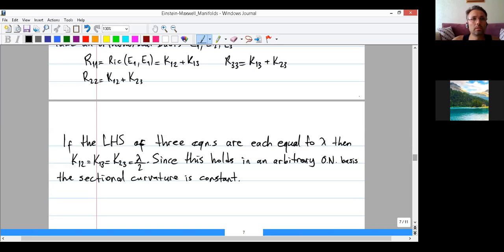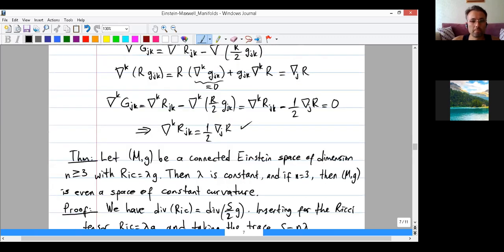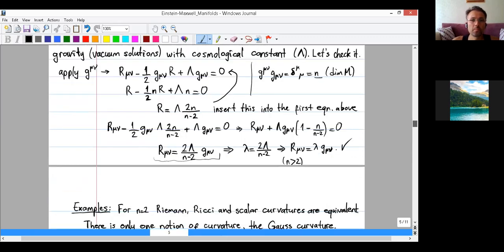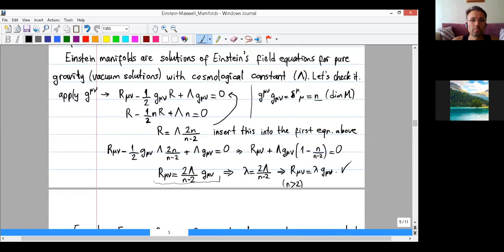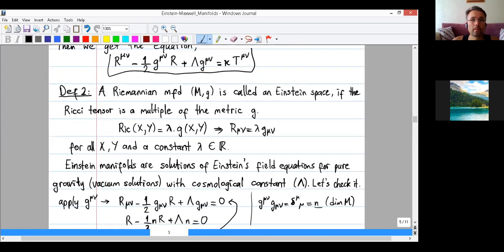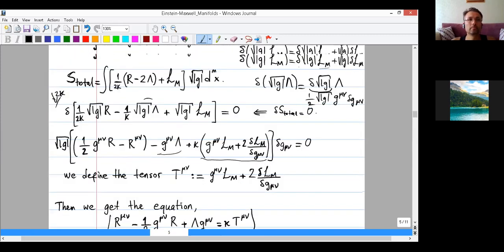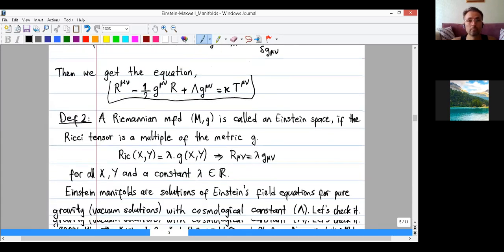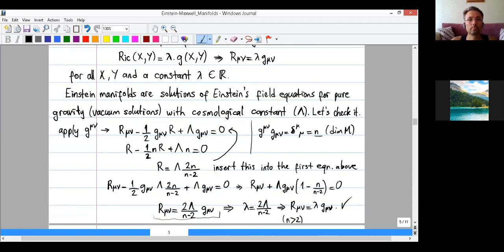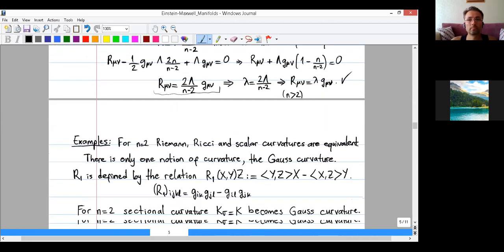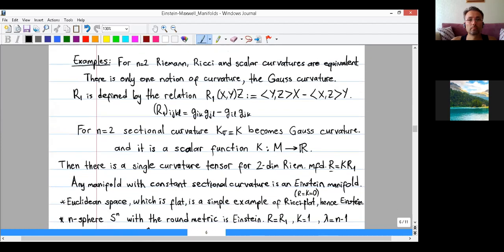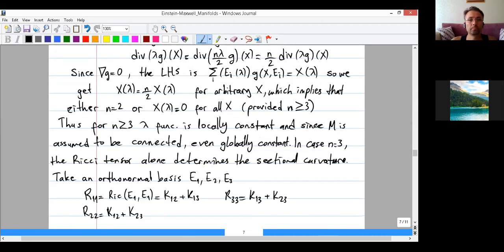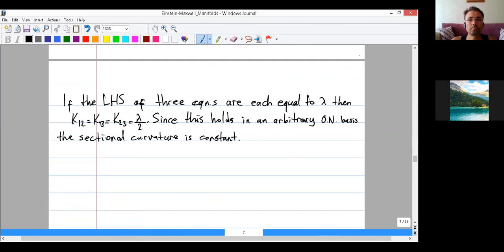So to recap, we started from scratch with the Einstein-Hilbert action or functional, and we applied the variation and obtained the most general Einstein field equations, which is an important part. And then we gave some examples and some important theorems, which may be useful later.